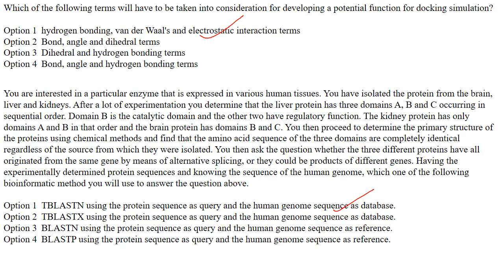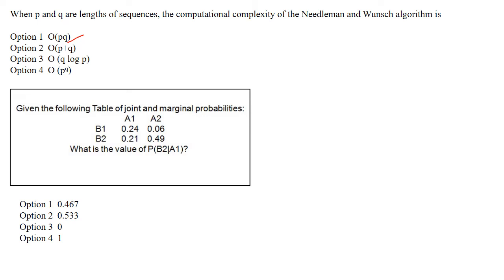So, using TBLASTN, you can know protein sequence homology to nucleotide sequence, whether they arose from the same gene or different gene. When P, Q are the lengths of sequences, the computational complexity of the Needleman-Wunsch algorithm is O(PQ). Answer is option 1.